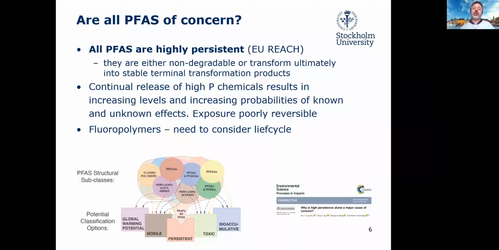And this is true, actually, because, as Lisa said, this very strong bond, the carbon-fluorine bond, means that all PFAS are either persistent themselves or they degrade and ultimately transform into very persistent terminal transformation products. And that is the definition of persistence that the REACH regulation uses. So even if a chemical degrades, if it ultimately transforms into something that's very persistent, it's considered to be a persistent substance.